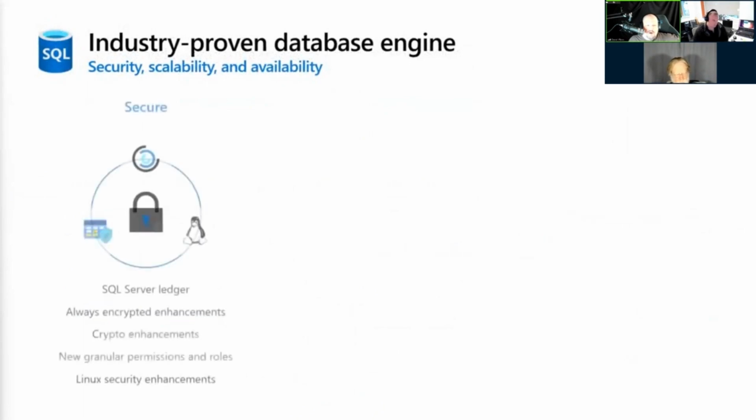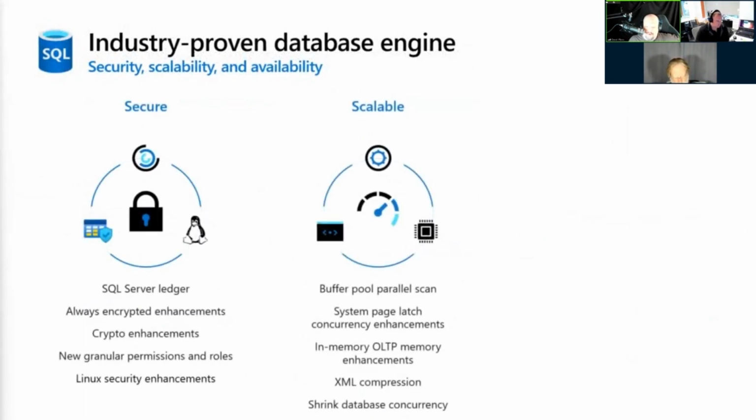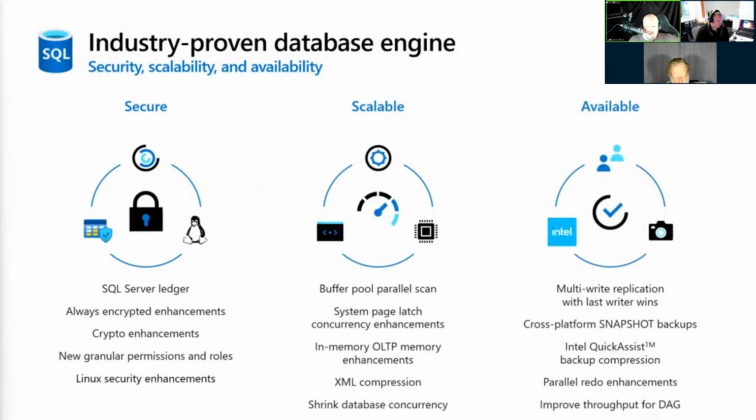Now, we are going to get into the engine improvements. So on security, I'm going to talk about SQL Server Ledger. We're going to talk about Always Encrypted enhancements and crypto enhancements. We'll talk about secure encrypted connections and more. With scalability, we'll touch on buffer pool parallel scan, system page latch concurrency enhancements, in-memory OLTP enhancements. And with availability, we're going to talk about MultiRight Replication, last writer wins, accelerated database recovery, cross-platform snapshot backups, Intel QAT backup compression, XML compression, shrink database concurrency improvements, and more.